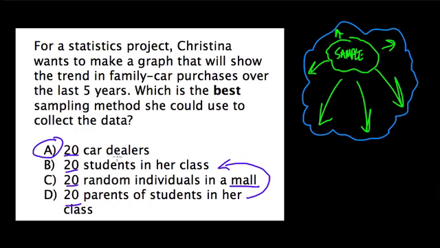But the 20 car dealers, right, that could really represent a wide range of sales across a wide range of different groups, and then hopefully reach everybody in the population in a more complete way. So I would definitely pick choice A.